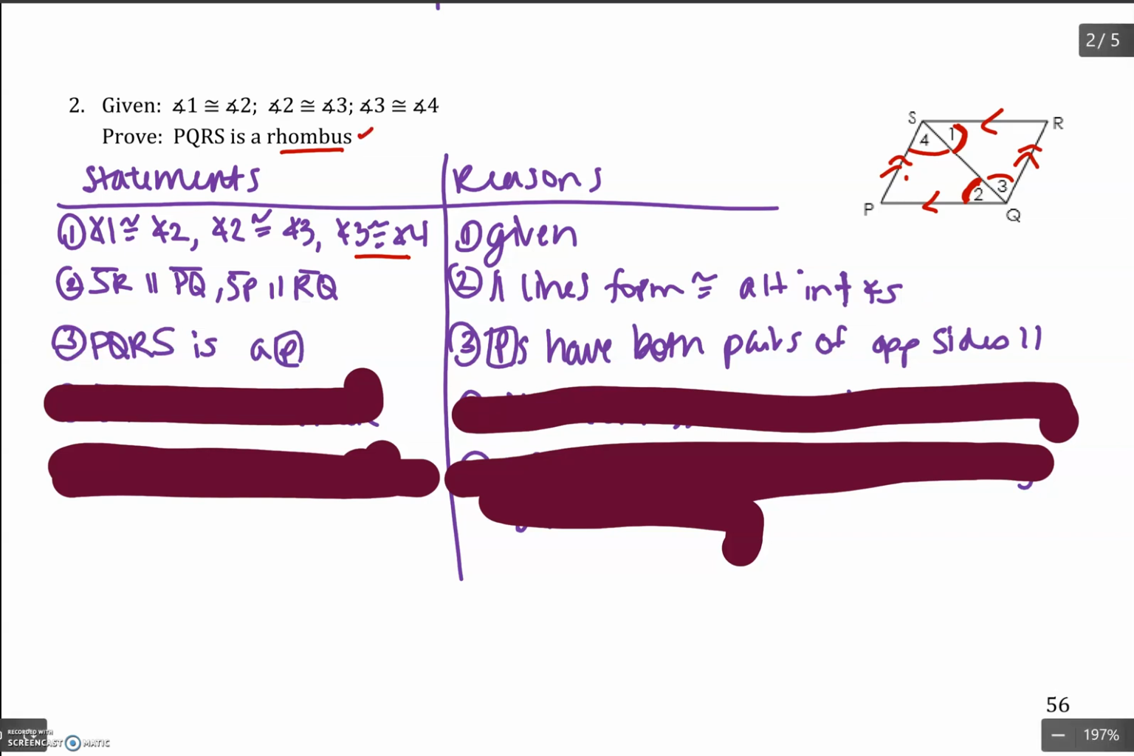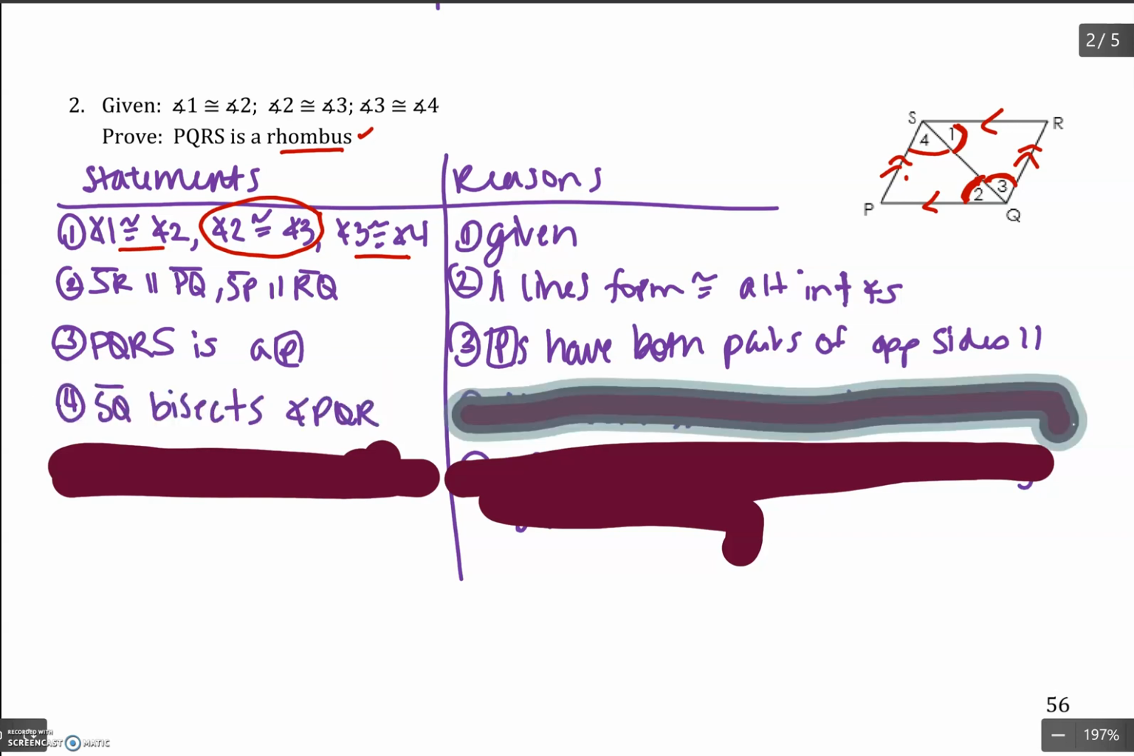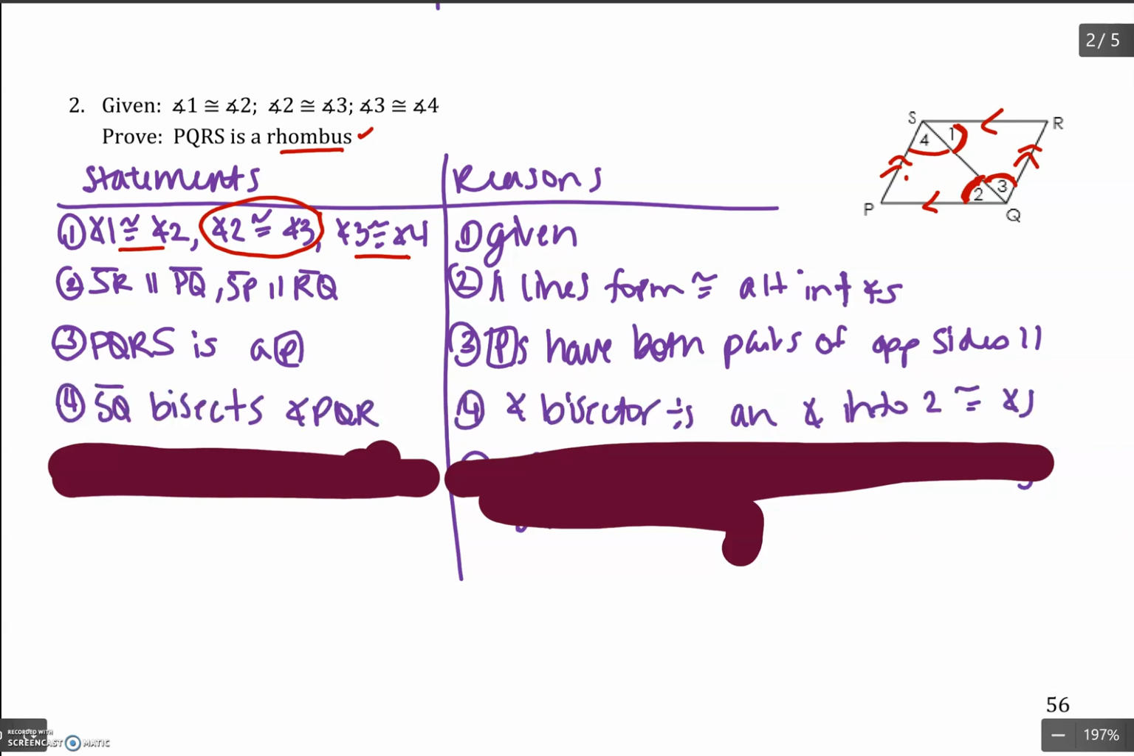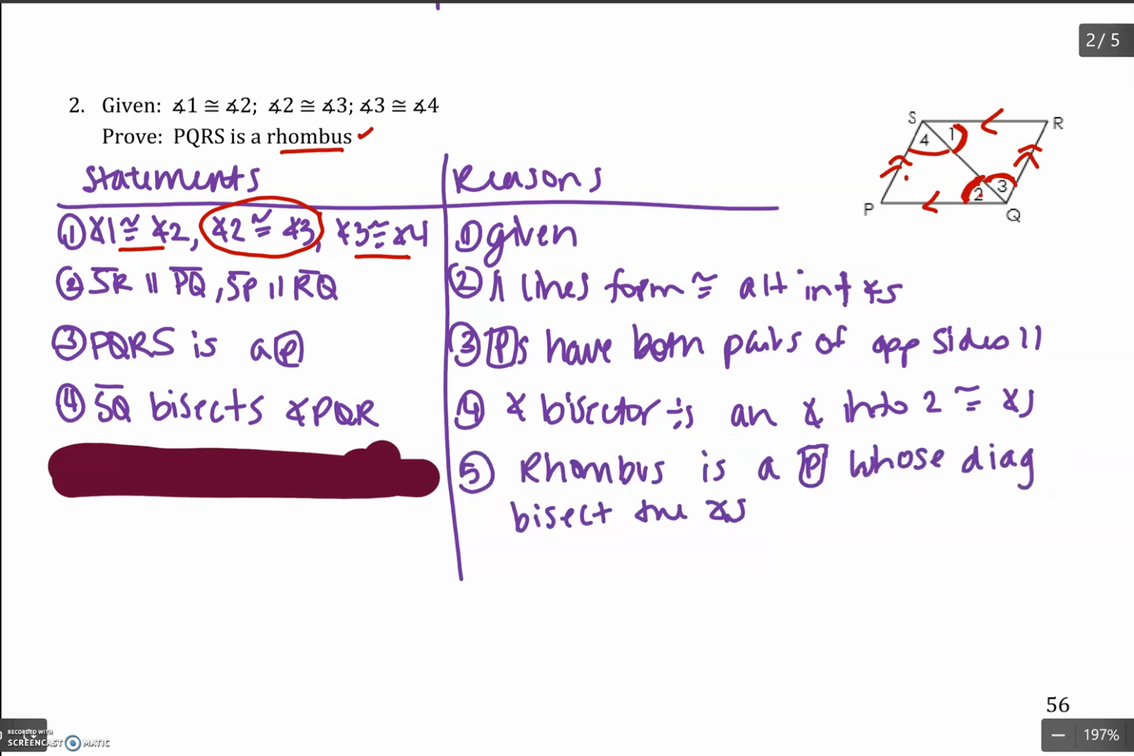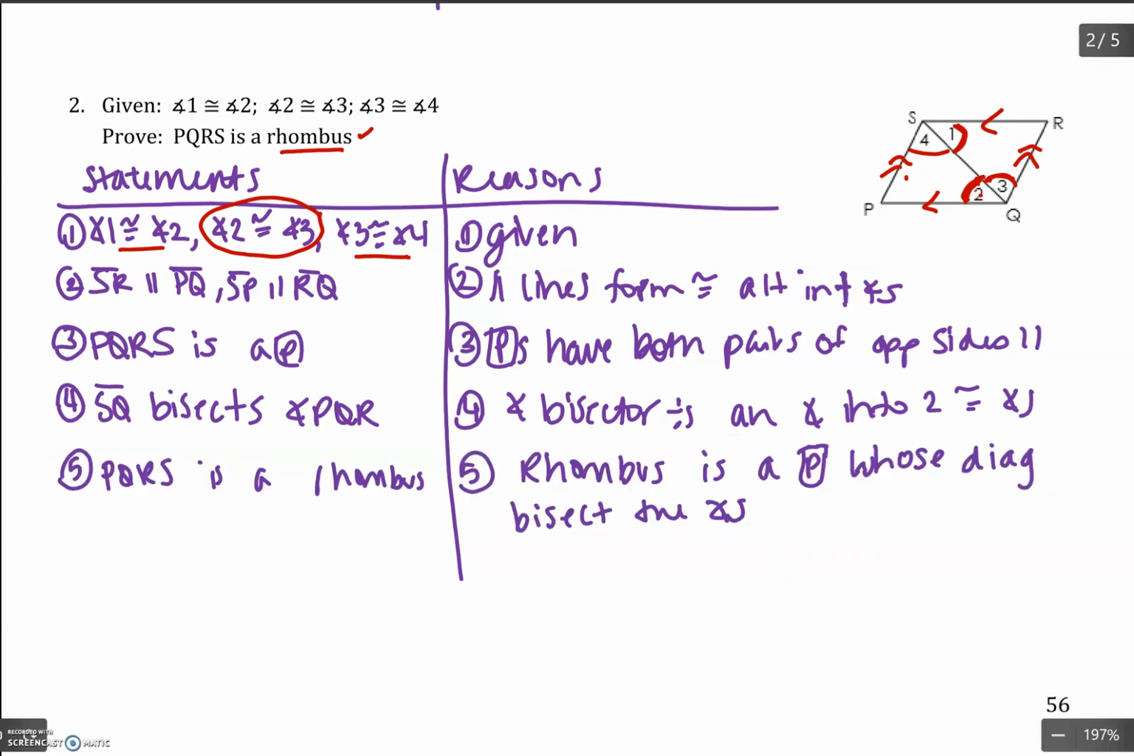Now, to make it a rhombus, we've got to use an extra special property that's not true in normal parallelograms. And that is where I look at my third given I didn't use before. They told me that angle 2 and 3 were congruent. Now that means that SQ is bisecting angle PQR because I got 2 congruent angles. So I have a diagonal that's bisecting one of the angles. When you have a parallelogram whose diagonal is bisecting one of the angles, that's one of the special properties that makes it a rhombus.